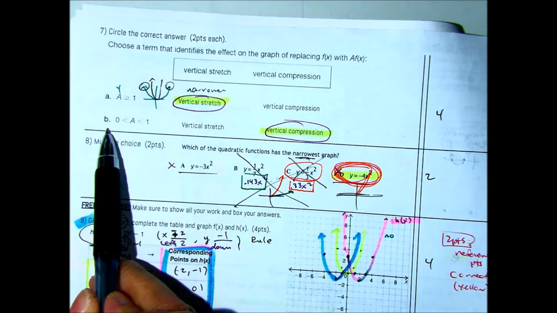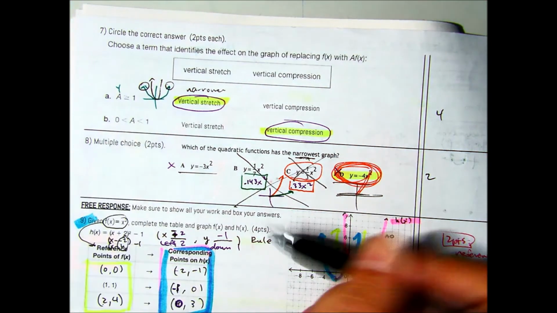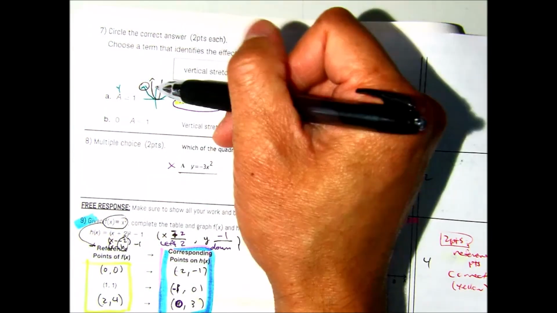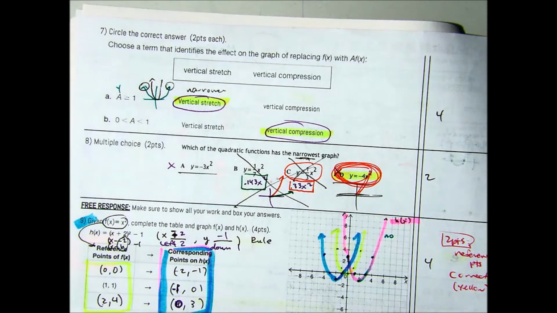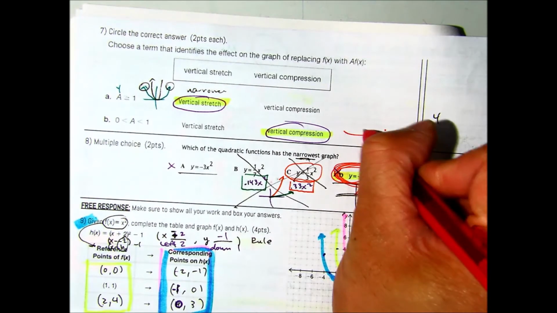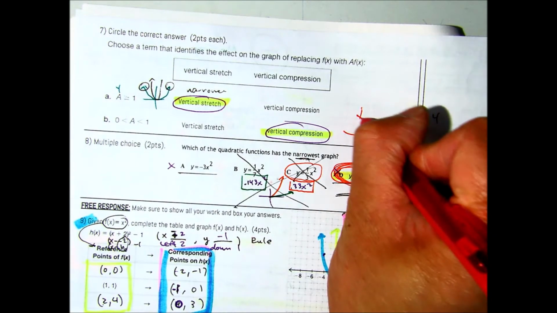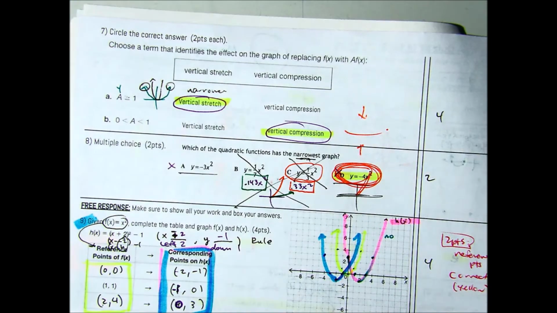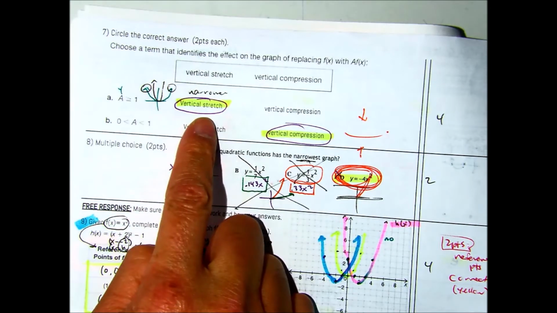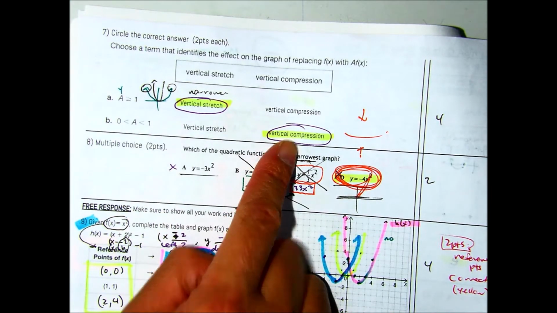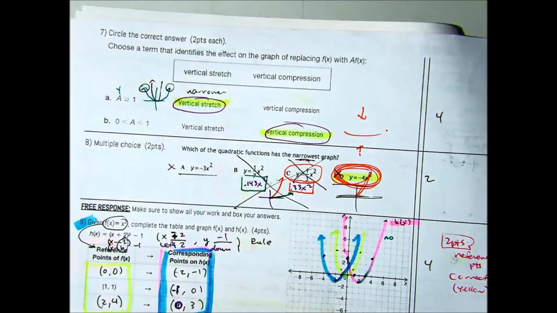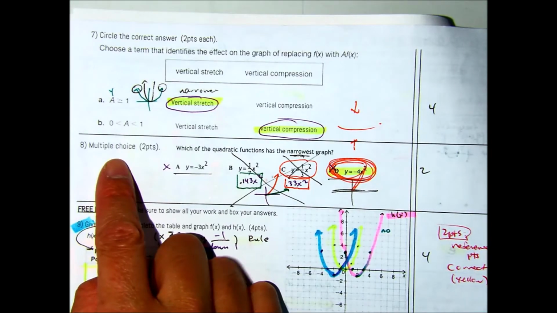If your number is between 0 and 1, it's called a vertical compression and basically flattens the graph. So it gets kind of squished this way. Okay? So your answers are vertical stretch and vertical compression. And this helps you answer question number 8. Question number 8 is multiple choice.